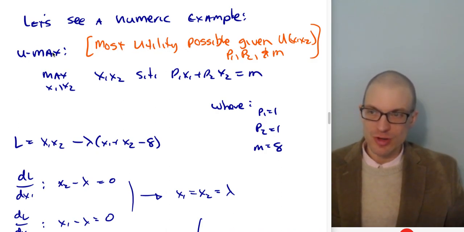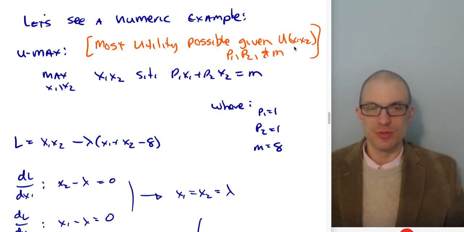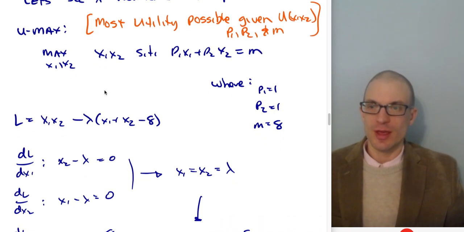So what the consumer is trying to do is maximize the utility. It's the most utility possible given this utility function, given these prices. Let's take the same Cobb-Douglas preferences. Suppose the price of good 1 is 1, price of good 2 is 1, and we have 8 for income. So I'm still going to leave these preferences. My alpha and beta are still going to be 1. This gives us enough moving parts, but not too many to be able to see what's going on.